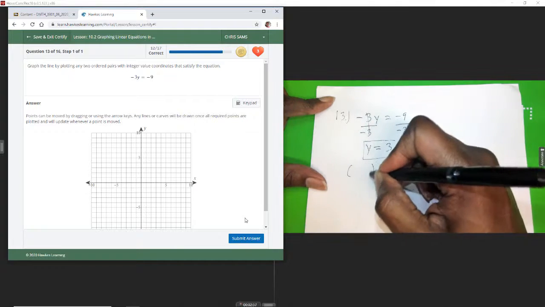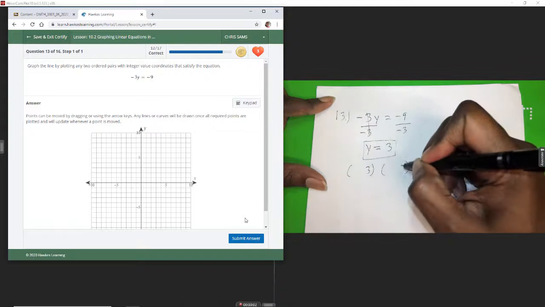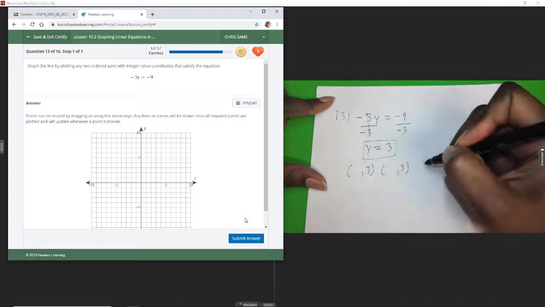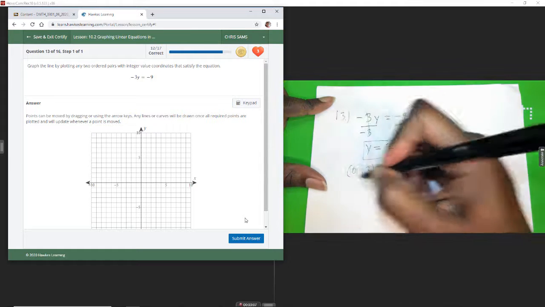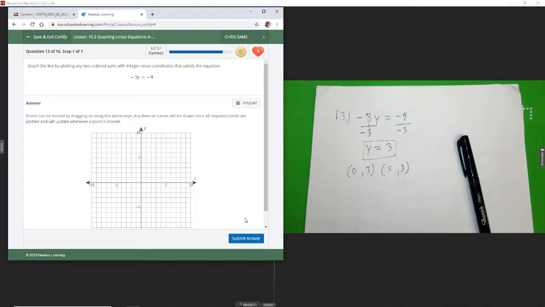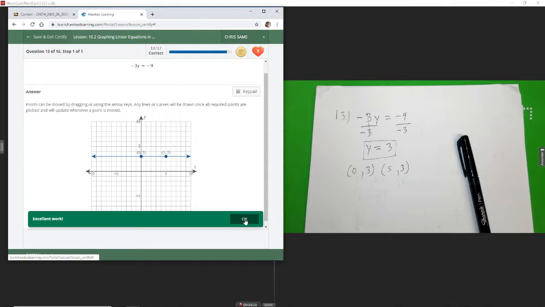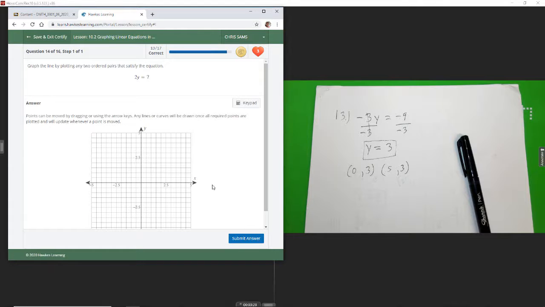So again, we're going to be plotting any two ordered pairs we want, so long as the y coordinate is 3 this time. So remember, y is at the back. And anything I put will work, okay? Any numbers that you put for x will work as long as y is 3. So I'm going to go up to 3, and then I'm going to go over to 5, and just keep y as 3. And then we'll also go ahead and do 14.